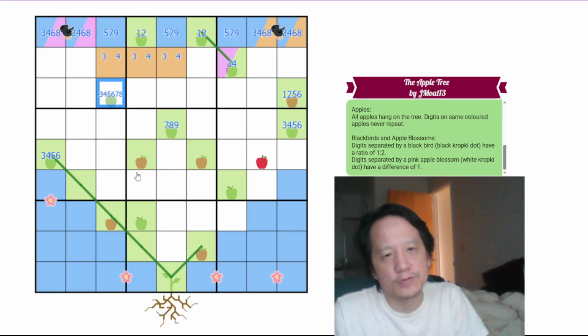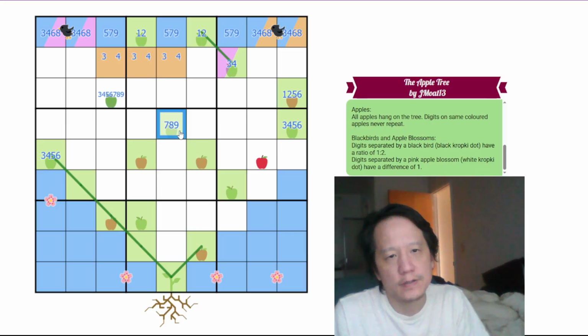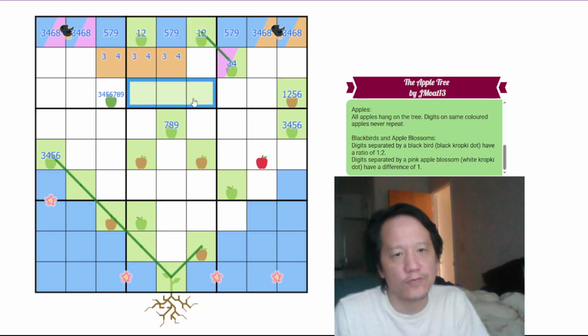This is 3 through 9. So if this were 3, the problem is none of these could be 1 or 2 because of the 1-2 pair in the box. So one of these would be 3, 4. The other one could be the other 3, 4, but one of these is guaranteed to be 5 or 6.